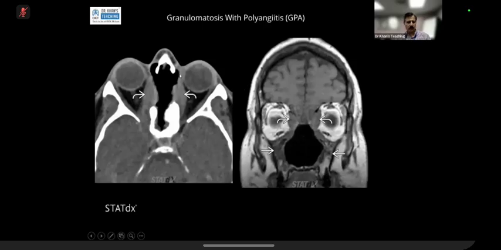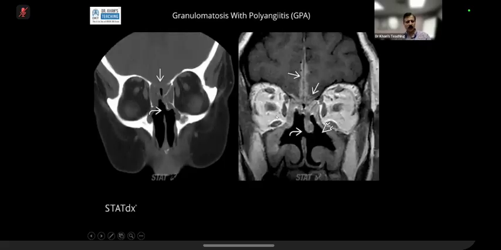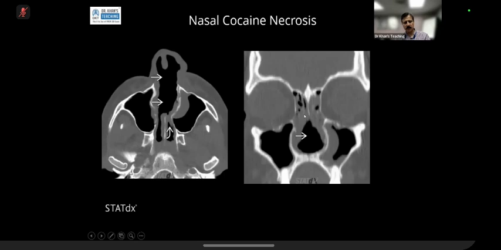Another example where you can see complete destruction of everything, and then this granulomatous tissue going into the orbits, and this one to show you intracranial extension. If you see, there is dural enhancement, etc. And in differential diagnosis, cocaine, look at this, cocaine can cause similar destruction of the nasal septum.